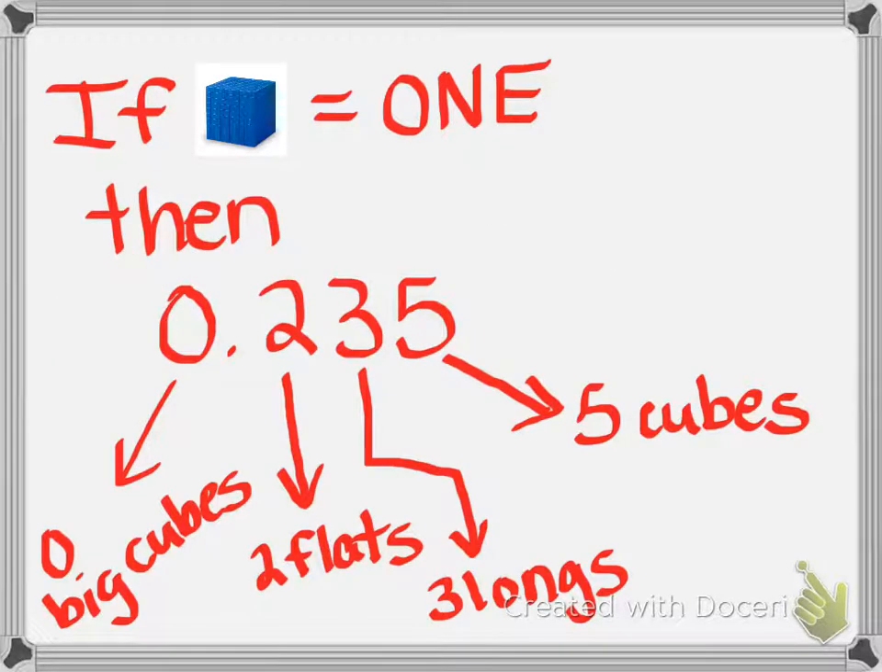Alright, so if we have the thousandths cube as the 1, and we have a decimal like the one written below, the 0 is going to represent how many wholes we have. And in this instance, we don't have any whole cubes, so we have 0 big cubes. Our 2 in the tenths place is going to represent 2 flats. Our 3 is going to represent 3 longs, and our 5 is going to represent 5 single cubes.